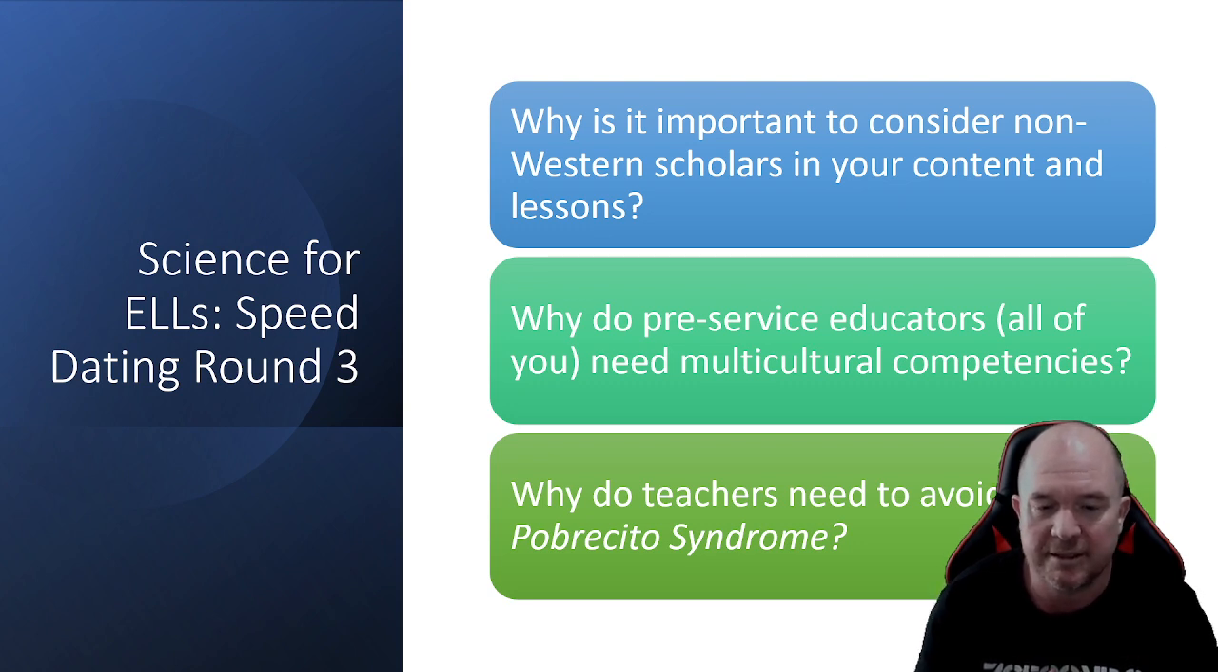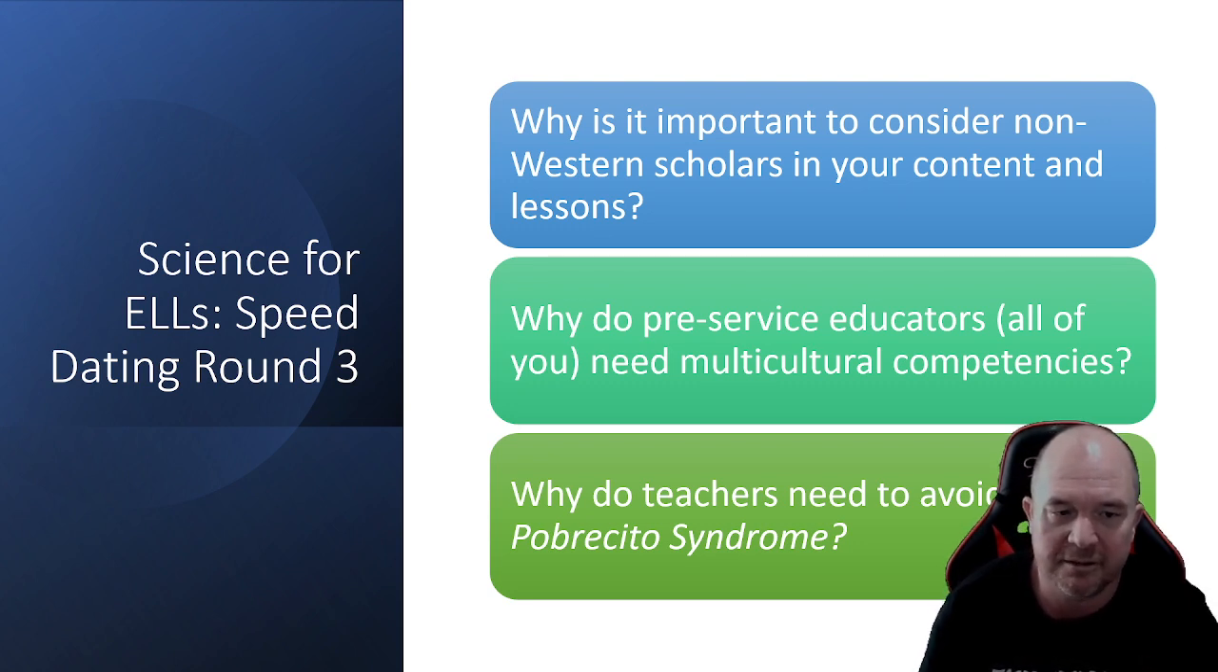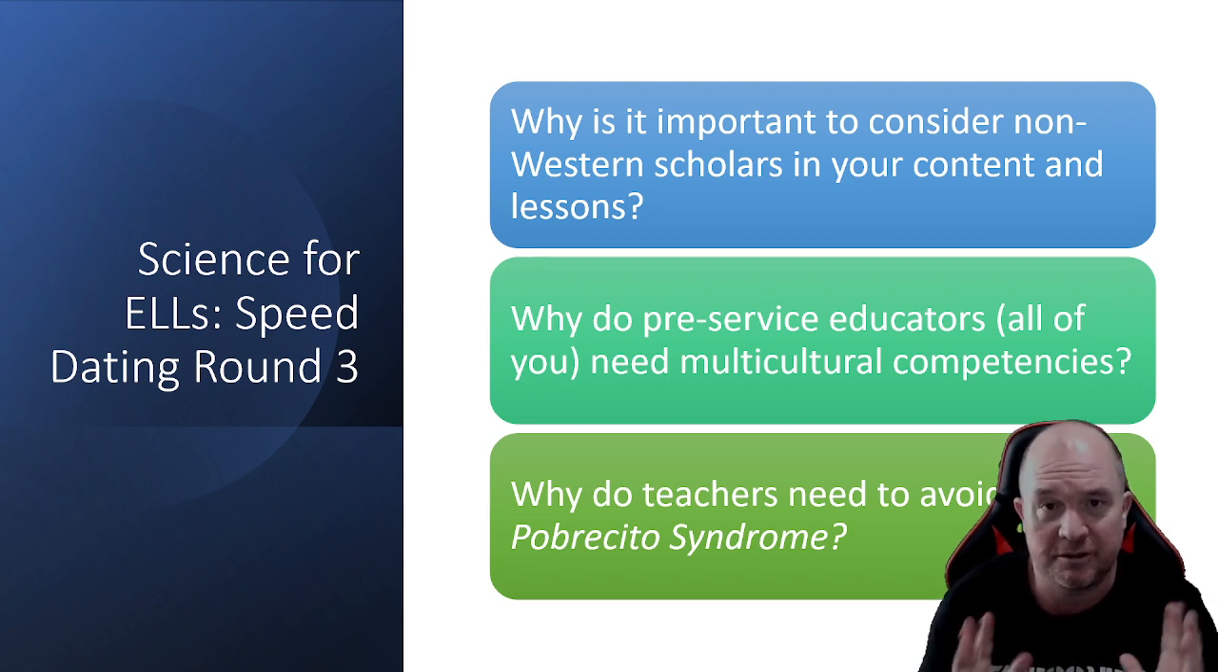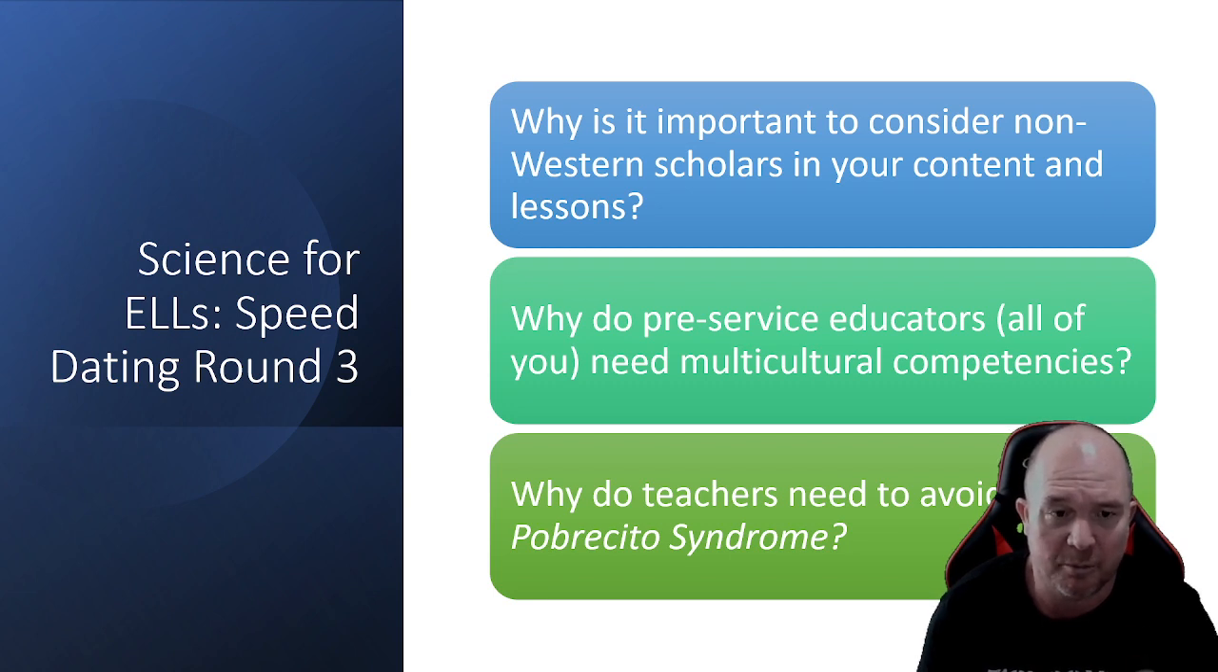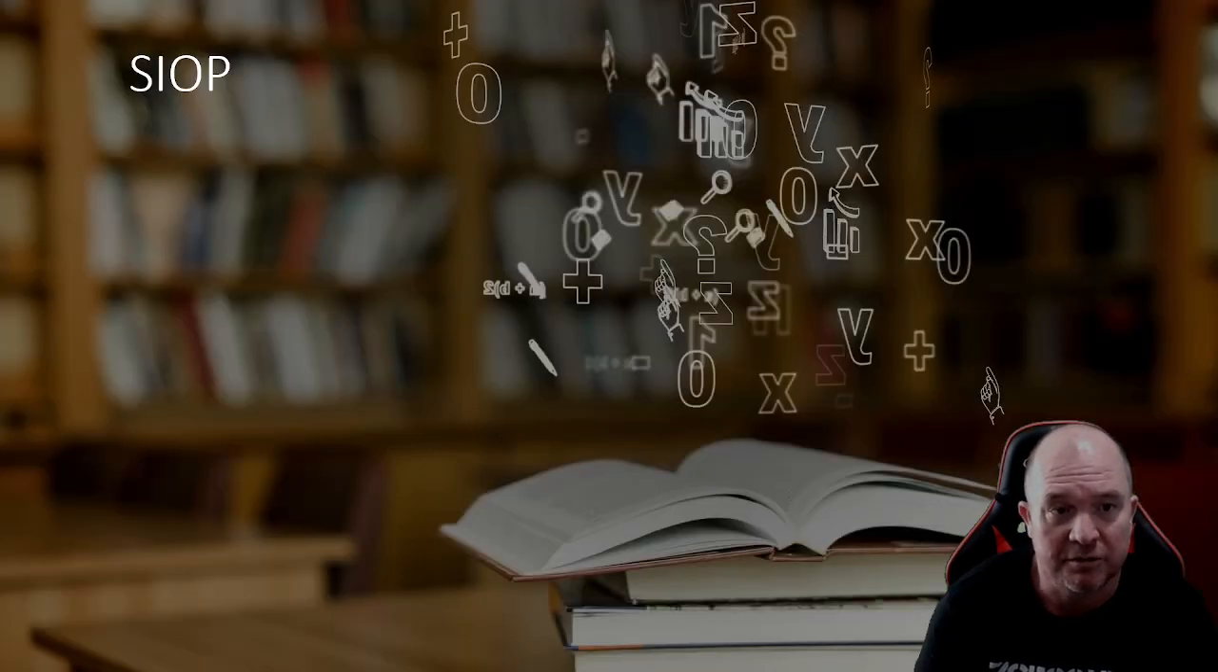And then lastly, toward the end of the Science for ELL reading, they mentioned this pobrecito syndrome. So I want you to think about: why do teachers need to avoid this pobrecito syndrome? What is it? Why do we as teachers need to avoid this? It's really important that we don't fall into this pattern when we're working with emergent bilinguals. So think and write on these three questions. Again, you'll add this to your thread, and we'll move on to sheltered instruction.